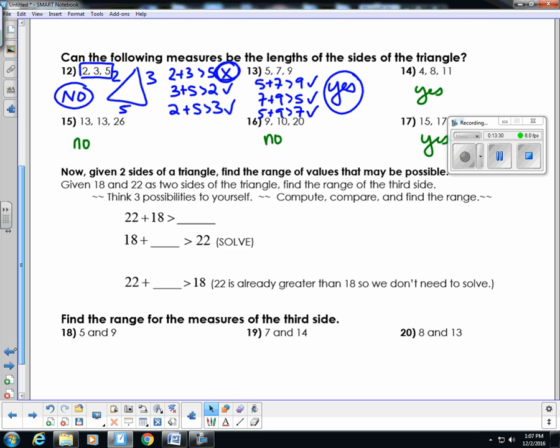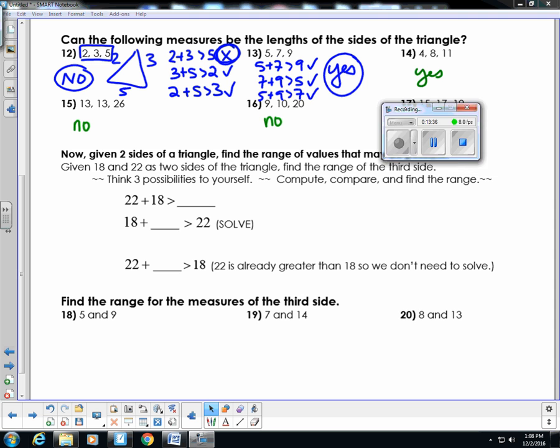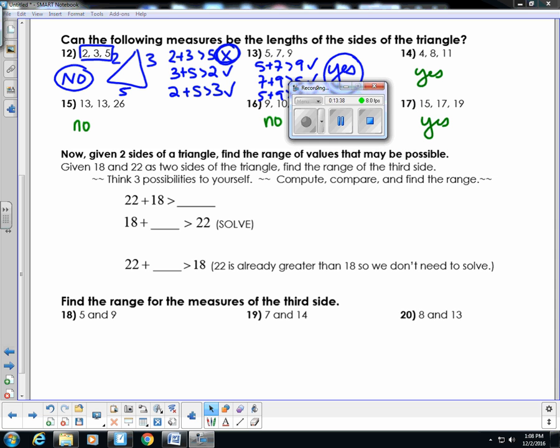All right, now, the very last thing we're going to do is real similar to what we just did. This time, I'm going to give you two side lengths. And what we're going to do is find the range of values that our third side length could be for us to still create a triangle. Okay?